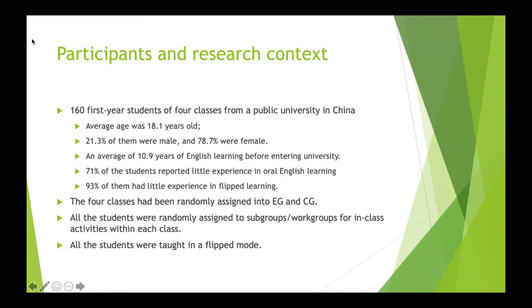One thing I would like to mention is that over 90% of them had little experience in flipped learning. The 4 classes had been randomly assigned into experimental group and control group. All the students were randomly assigned into subgroups, or work groups, for in-class activities within each class, and their in-class discussion over a unit task was recorded on a unit basis for data analysis. And all the students were taught in a flip mode.